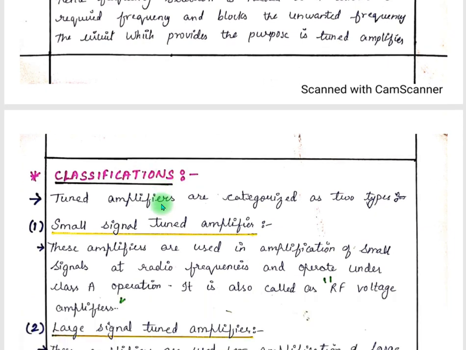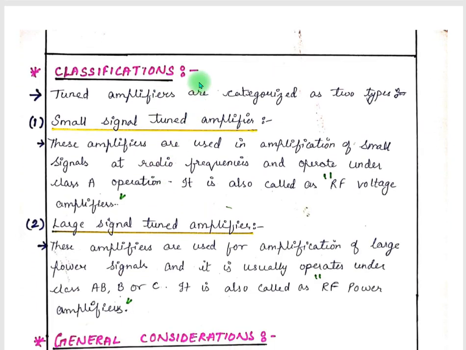Next, let us see the classification of tuned amplifiers. The tuned amplifiers are categorized into two types: small signal tuned amplifiers and large signal tuned amplifiers. Let us discuss each. Small signal tuned amplifiers are used in amplification of small signals at radio frequencies and operate under class A operation. It is also called an RF voltage amplifier, and it may be further classified into two types: single tuned amplifiers and double tuned amplifiers.